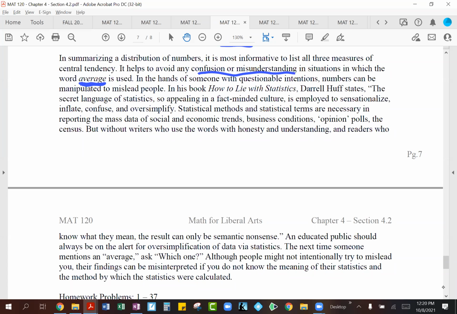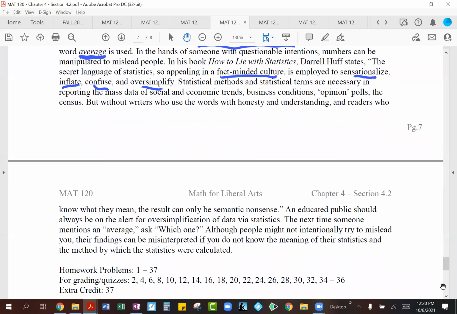So they're saying in the book by Darrell Huff, How to Lie with Statistics, the secret language of statistics, so appealing in a fact-minded culture, is employed to sensationalize, inflate, confuse, and oversimplify. So he's saying, statistical methods and statistical terms are necessary in reporting mass data for social and economic trends, business conditions, opinion polls, the census and stuff like that.